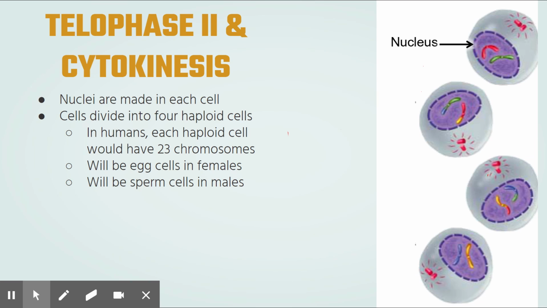When this process occurs in a female, it results in 4 egg cells. When this process occurs in a male, it results in 4 sperm cells. That is the end of meiosis. You should now have the back page filled in.